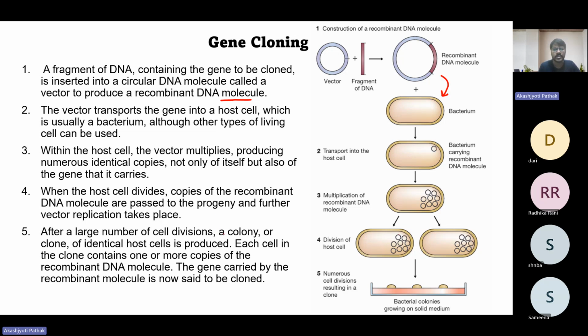And after a large number of cell divisions, a colony or a clone of identical host cells is produced. Each cell in the clone will contain one or more copies of the recombinant DNA molecule. And the gene carried by the recombinant molecule is now said to be cloned. So this is what gene cloning is.